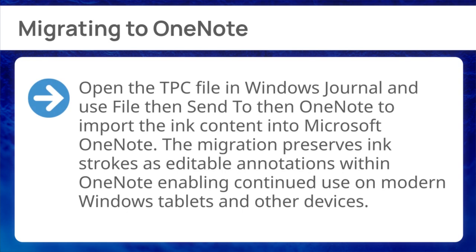Open the TPC file in Windows Journal and use File, then Send To, then OneNote to import the ink content into Microsoft OneNote. The migration preserves ink strokes as editable annotations within OneNote, enabling continued use on modern Windows tablets and other devices.